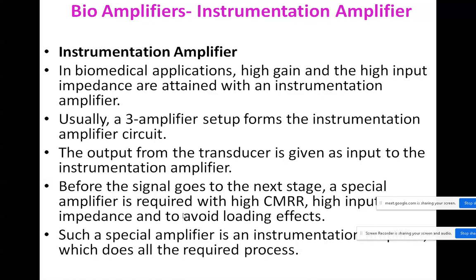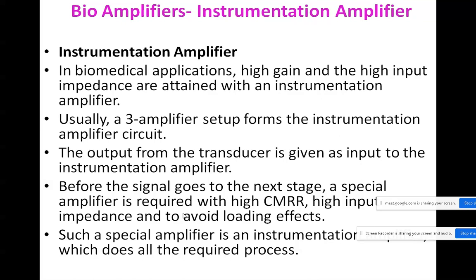The output from the transducer is given as input to the instrumentation amplifier. The transducer gets the biosignal from the human body and converts it into an electrical signal. That electrical signal will be very low in amplitude. To boost it up and make it a strong signal, we use an amplifier. Here we use the instrumentation amplifier.